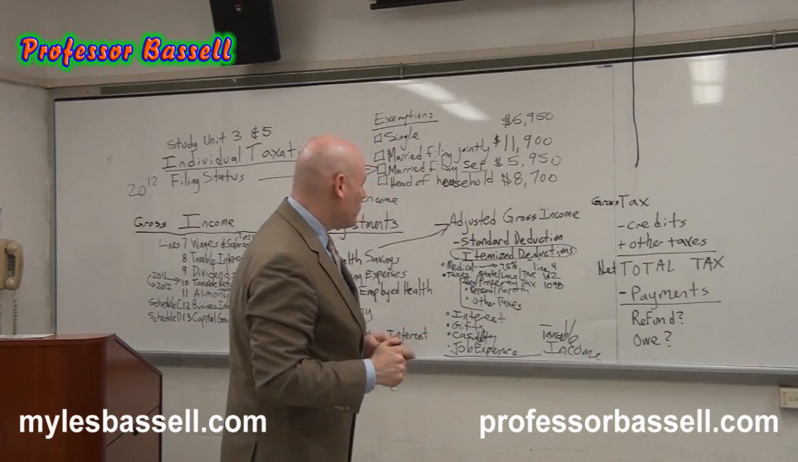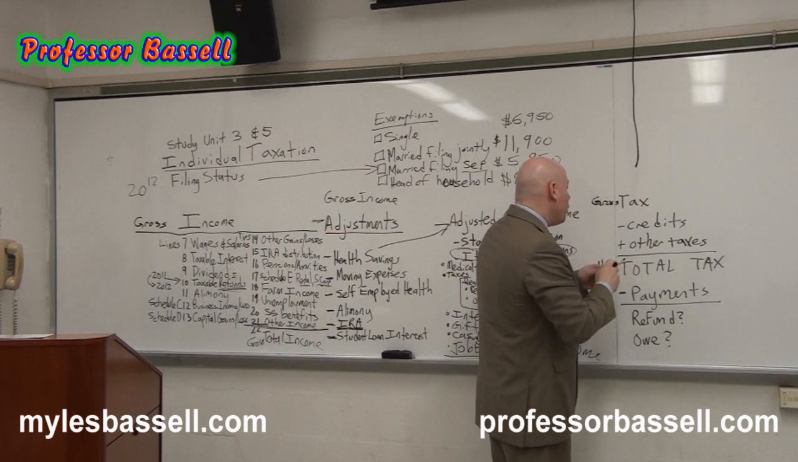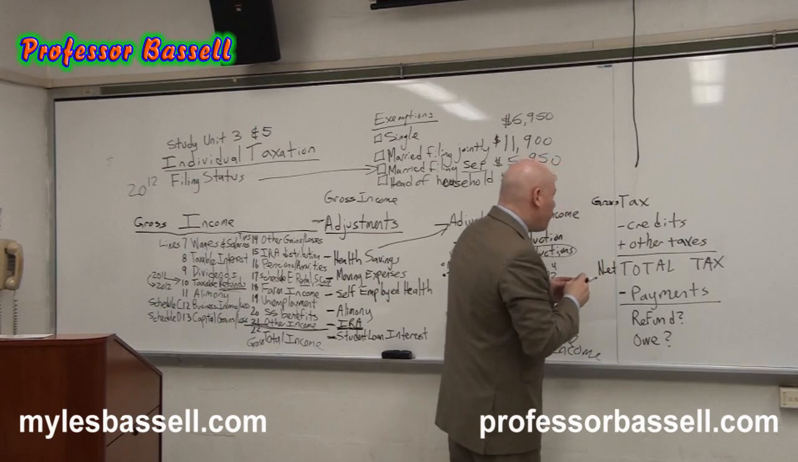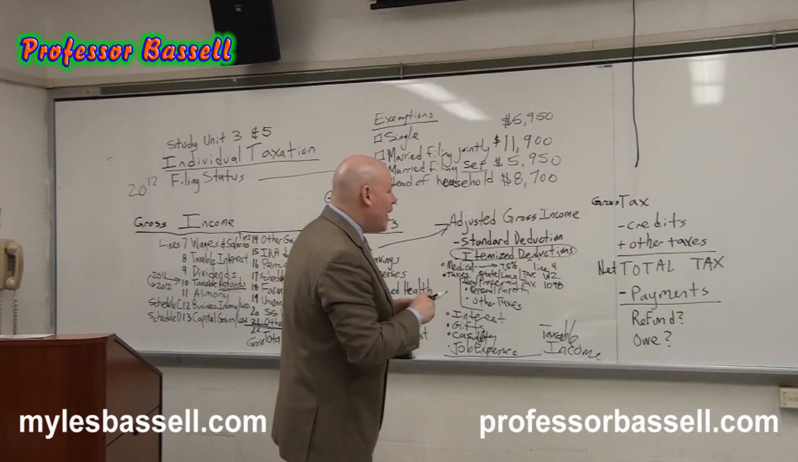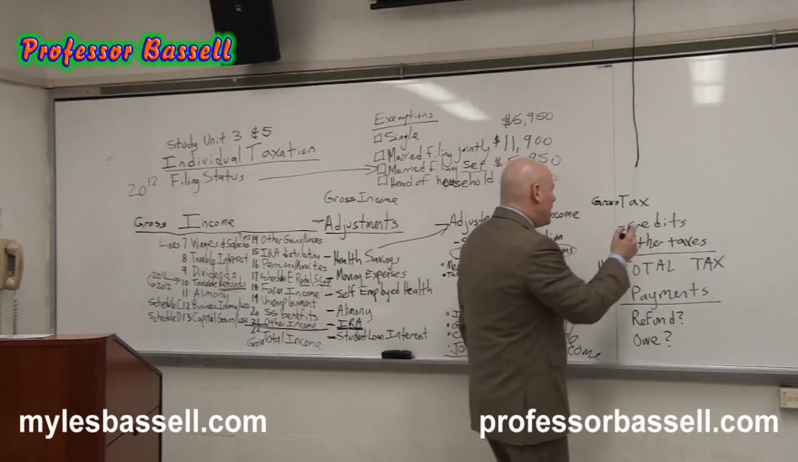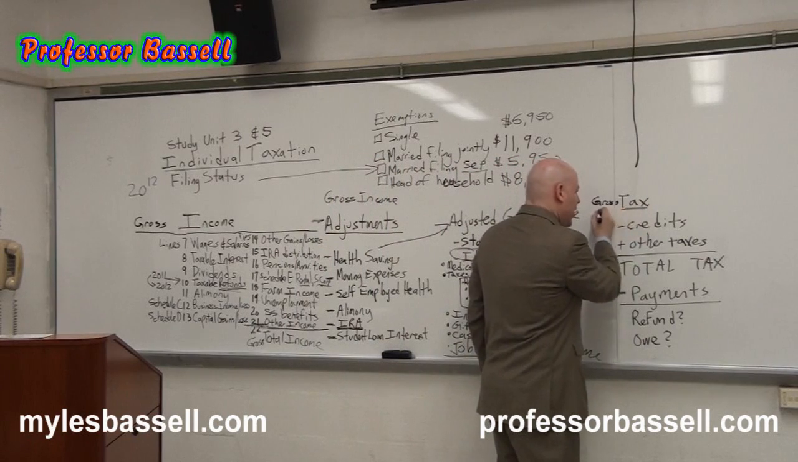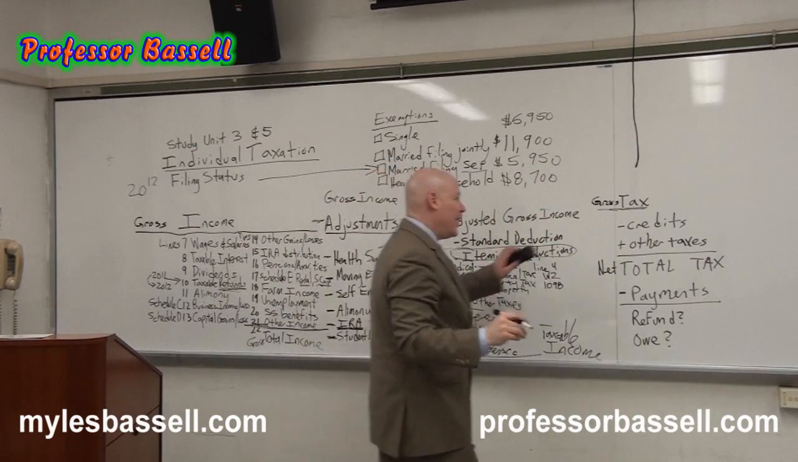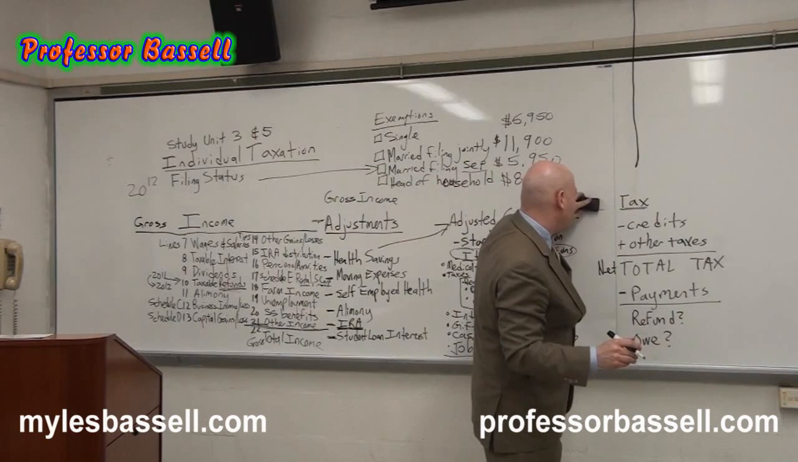aren't you supposed to multiply the taxable income by the tax rate? Wait, not yet. But that's how the layout, the format is online. And on the 1040, once we get our taxable income, then we need to determine what the tax is. That's what this is. The tax, that says gross tax.